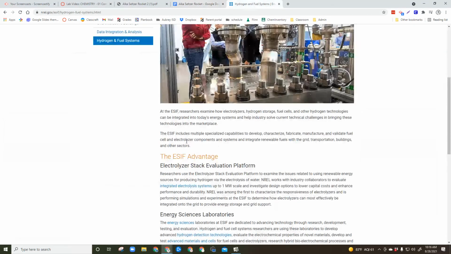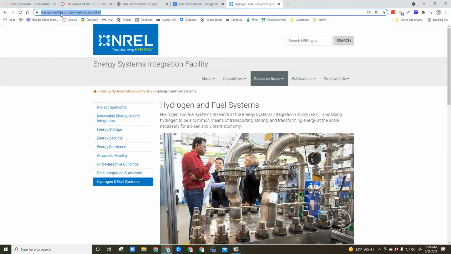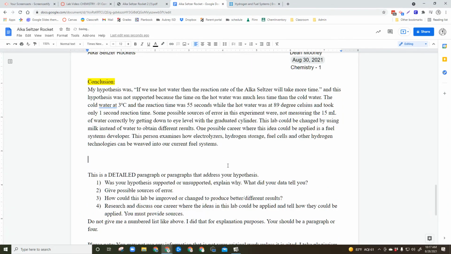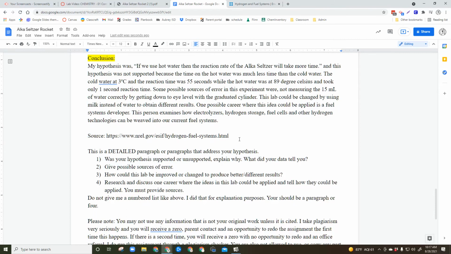So what you want to do is, here's your source, and it's an internet source. So I'm going to copy and paste this URL into my source right there. Okay. So one possible career where this idea can be applied is a fuel systems developer. This person examines how electrolyzers, hydrogen storage, fuel cells, and other hydrogen technologies can be weaved into our current fuel systems. Boom. There you go. All right, there's my source.